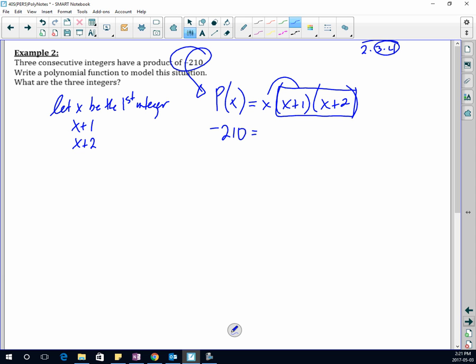So x times x is x squared, times x is x cubed. So outer we get 2x, inner we get 1x, so we get 3x, right? Times x is 3x squared. And then last I get 2 times the additional x is 2x. Everybody good with what I did there? Just a fast way of multiplying. So I'm going to move the 210 over.